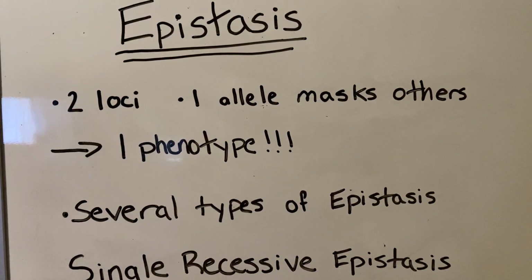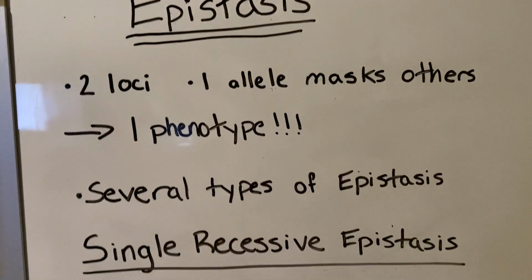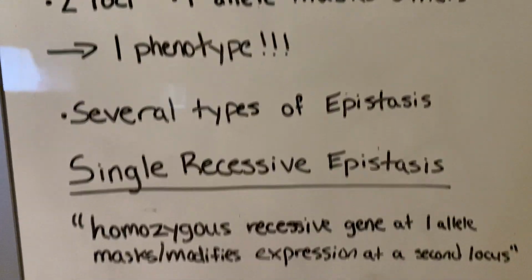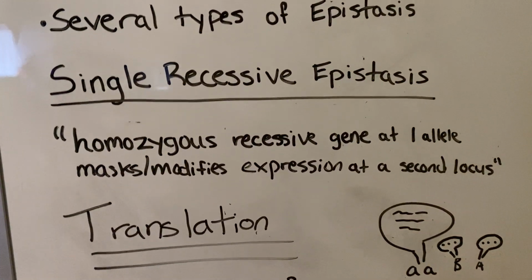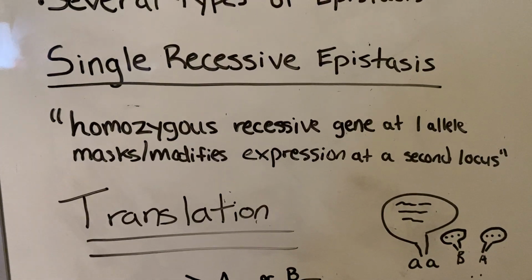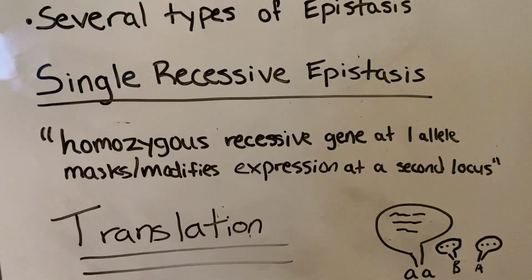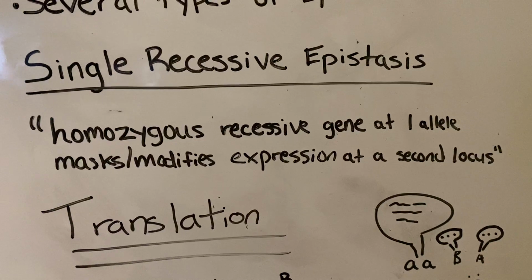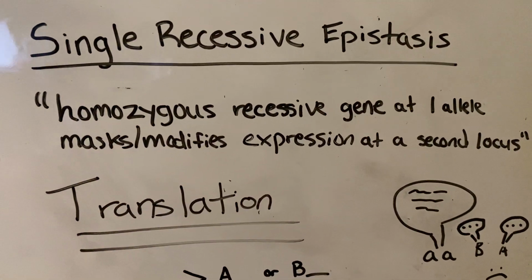Now, there are several different ways that this can happen, and I wanted to focus on one in particular. This is called single recessive epistasis. The technical definition of this is a homozygous recessive gene at one allele masks or modifies the expression at a second locus. Now, what does that mean?